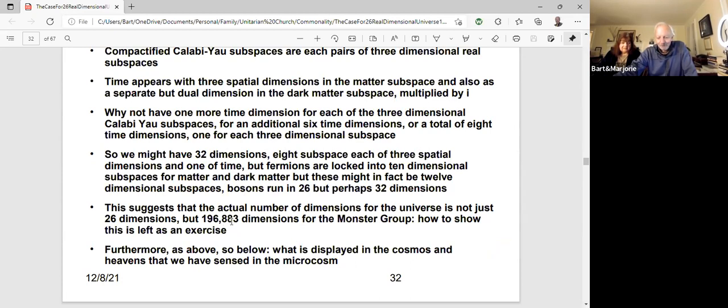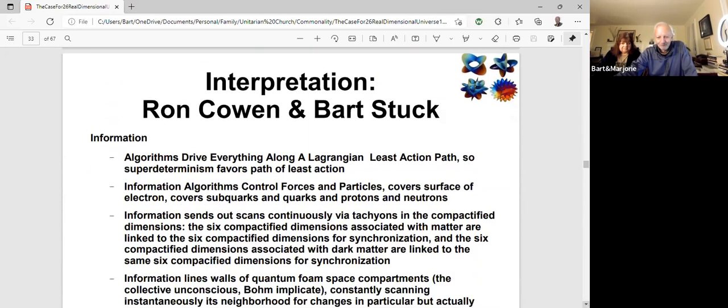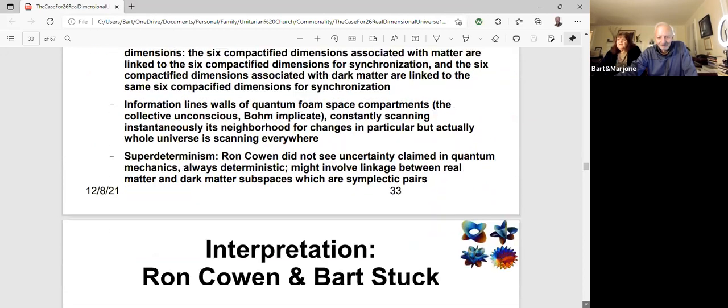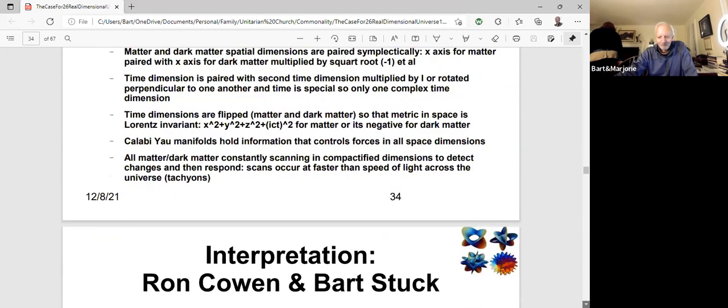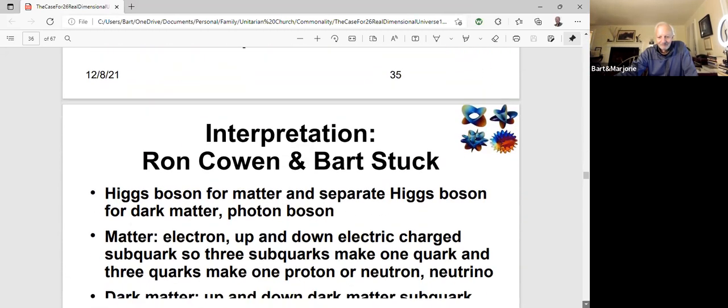And for all we know, there might be this actual 196,883 dimensional space that's really underlying everything. We saw this as this crazy monster group. So the information has these algorithms that control everything, and they're all driven by these scans, and that's how everything works. There's these 26 dimensions that we talked about. They have these symmetry groups here that we touched on.